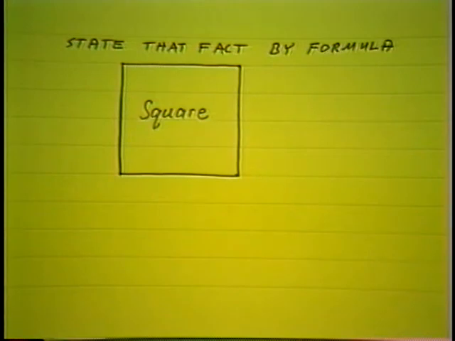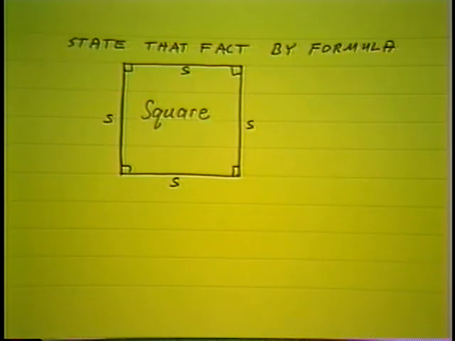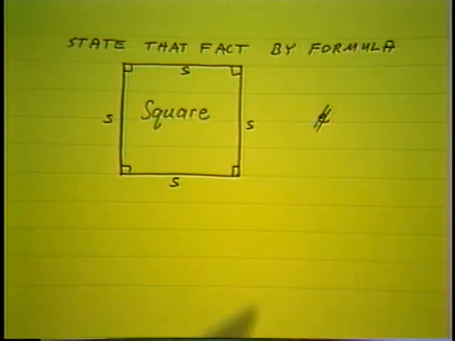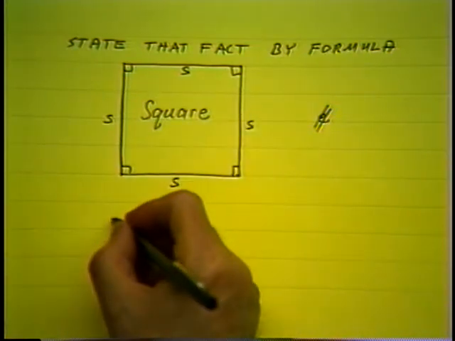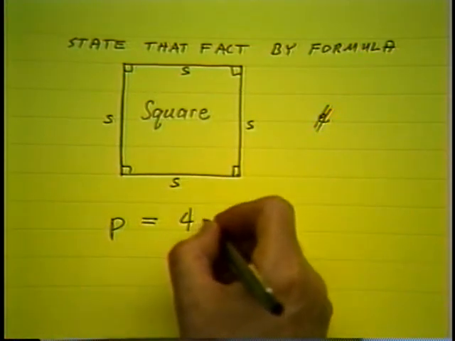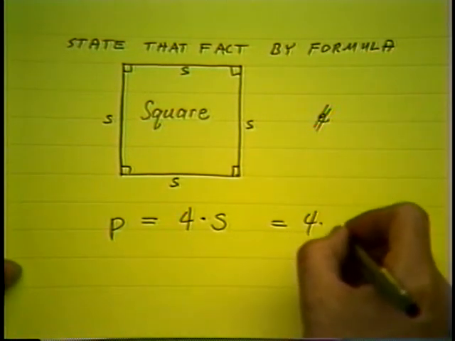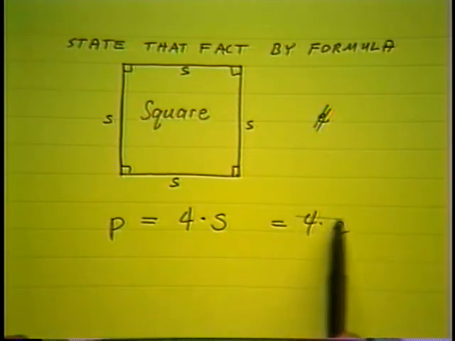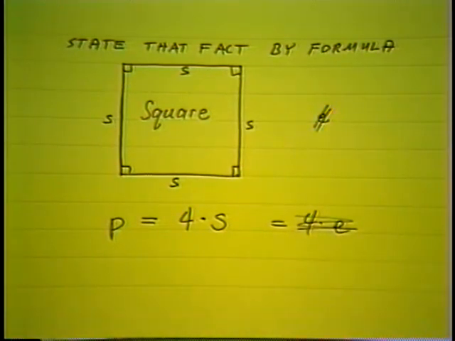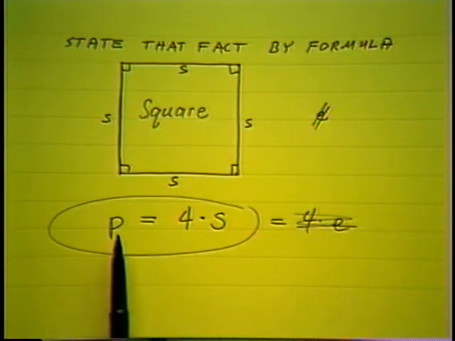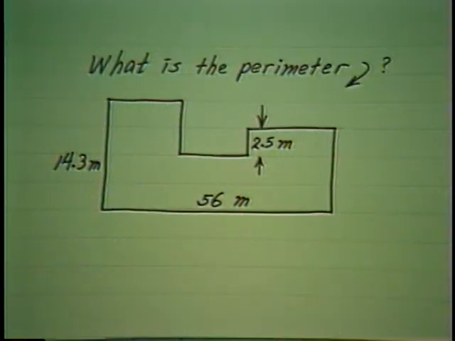First, a square is a rectangle with 4 equal sides. So we could call them all S. Some will call them E for edge. Some will call it X for unknown. And the perimeter is simply 4 times the length of a side. Or if you were using E, 4 times the length of an edge. The choice of the letter is an arbitrary one. It's up to you. But again, catch the idea of using a formula to communicate something very briefly and very succinctly. Of course, the real world doesn't act that simply.